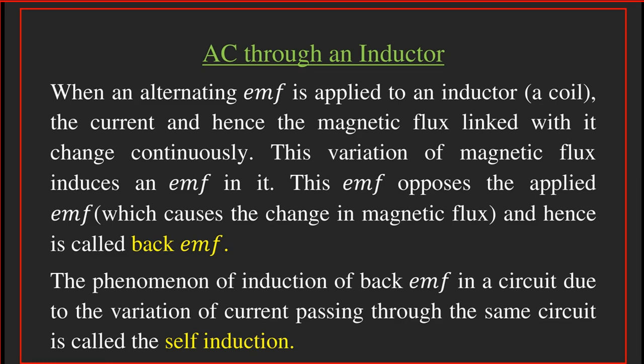As the current passes through the inductor, a magnetic field will be produced around it. So the inductor is placed in the field produced by its own current. Hence, a particular amount of magnetic flux will be linked with the inductor. As the current passing through the inductor changes, the magnetic flux associated with the inductor also changes.